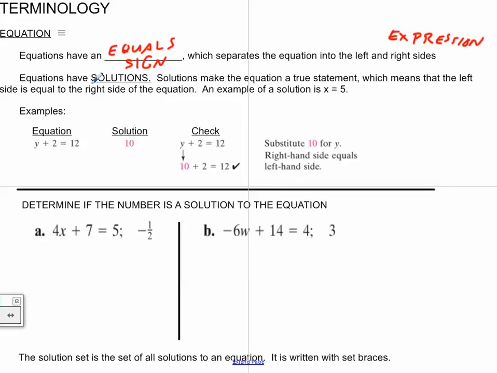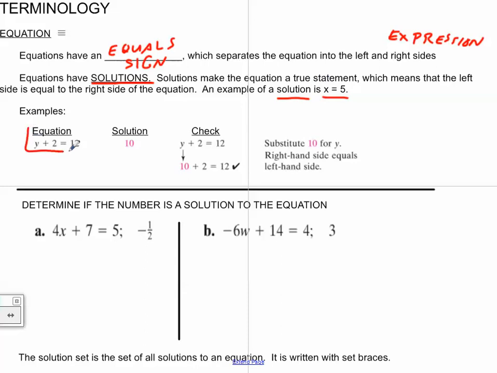And equations then have solutions. A lot of times we're going to be looking for a solution. Solutions make that equation a true statement. It means that the left side is equal to the right side after you do some working with the expressions. So an example of a solution would be x is equal to 5. If I say solve an equation, that solution would be, for example, x is equal to 5.